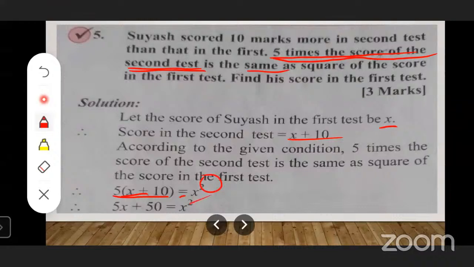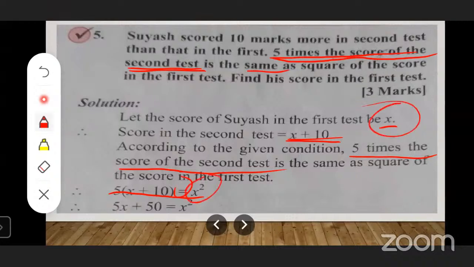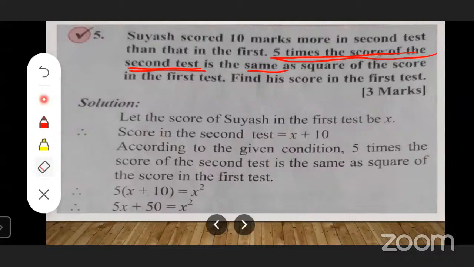Yes, so this is how you will get this equation. What is the condition given over here? 5 times the score of the second test is same, same means equal, as the square of the score in the first test. I think you must have understood how this equation is found. Okay. Now, what is our next step?